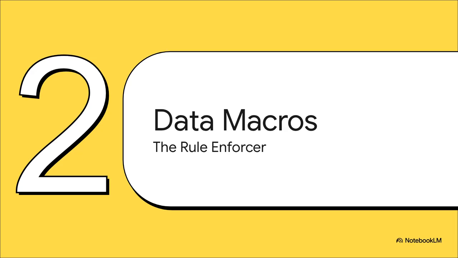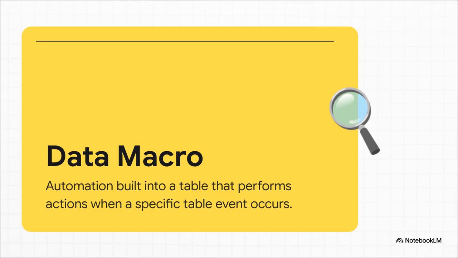Okay, let's level up. If a regular macro is your friendly butler, then a data macro, well, that's the head of security. This thing is a serious rule enforcer, and it works right at the source of your data. The big difference here is where it lives. A data macro is built directly inside a data table. So it acts like a bouncer at a nightclub door. It checks every single piece of data that tries to get in, get changed, or leave. It's enforcing your business logic automatically, making sure your data is clean from the second it's created.